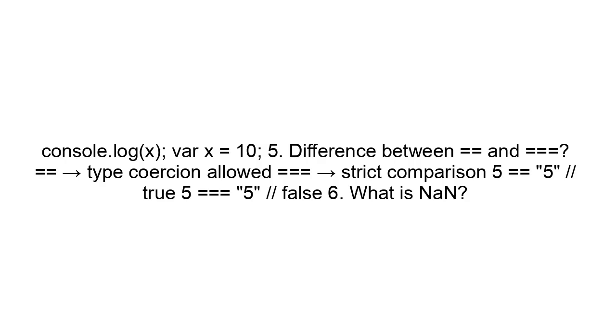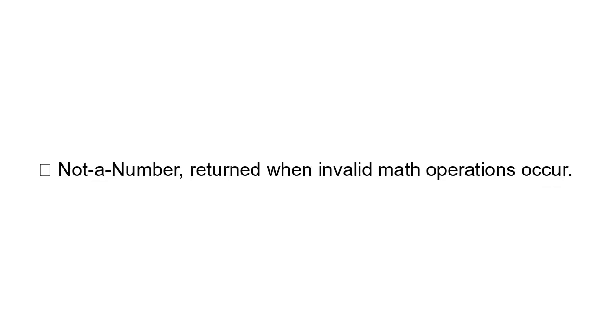5. Difference between == and ===. == means type coercion allowed. === means strict comparison. 5 == '5', true. 5 === '5', false. 6. What is NaN? Not a number, returned when invalid math operations occur.